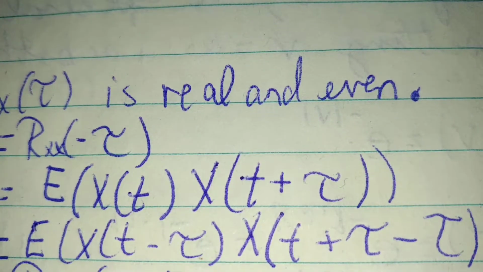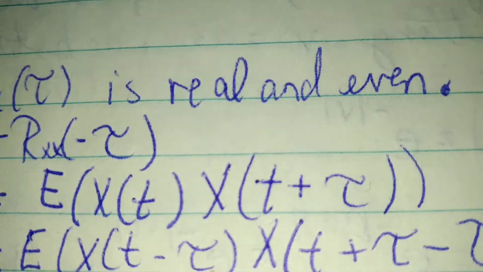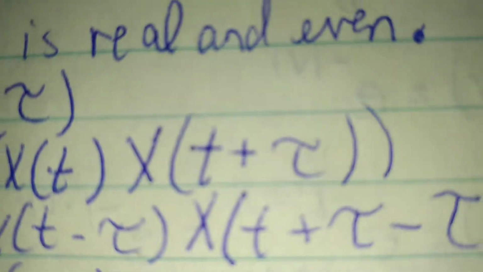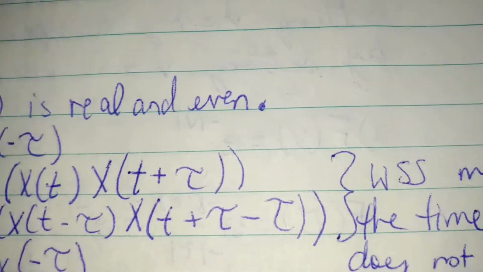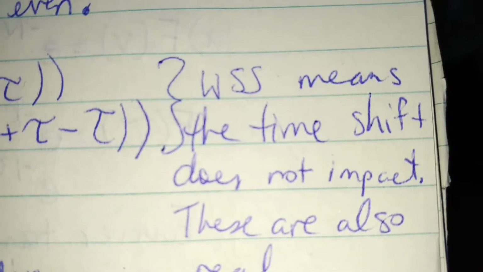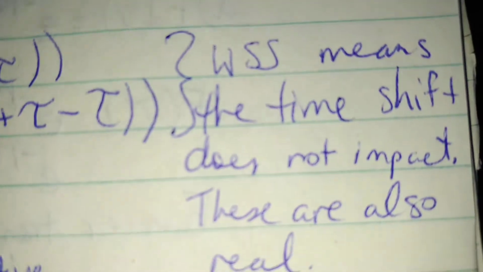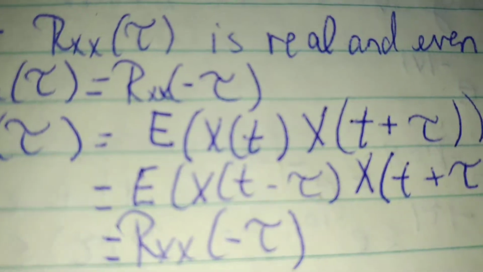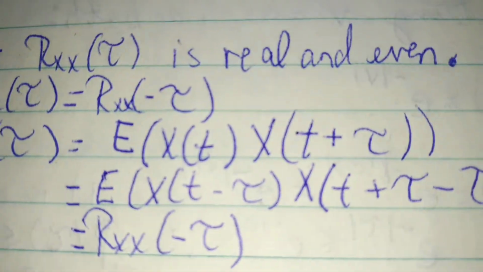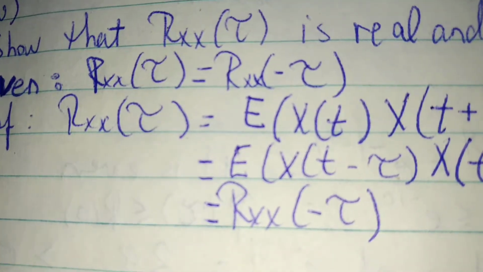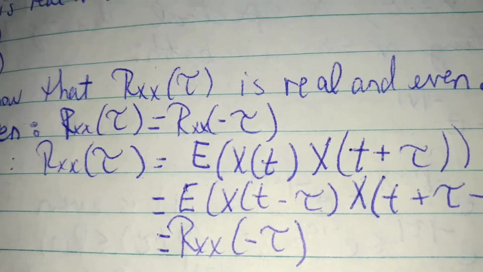And so that is equal to the expectation of x of t minus tau. Basically we just take tau away from both sides, and you multiply that by x of t plus tau minus tau, because we took away tau from both sides. We're allowed to do this because, like I said, the wide-sense stationary process means that the time shift does not impact. And also, these are both real processes. And so then that ends up being equal to the autocorrelation of negative tau. Both sides are equal, which proves that the autocorrelation tau is real and even.